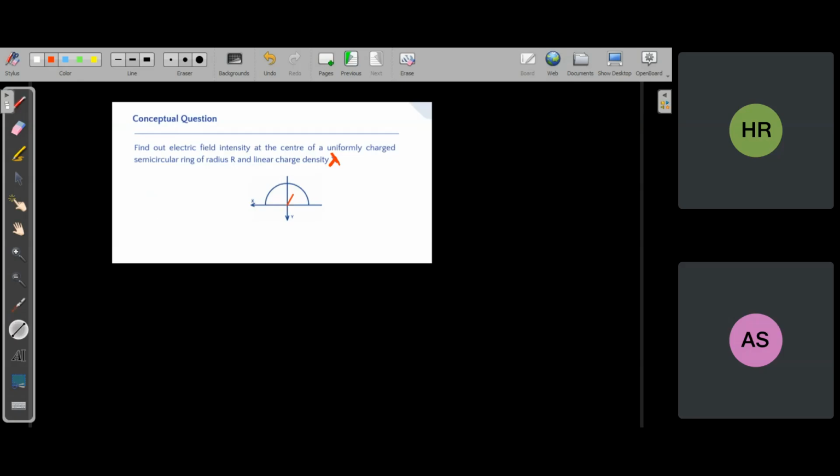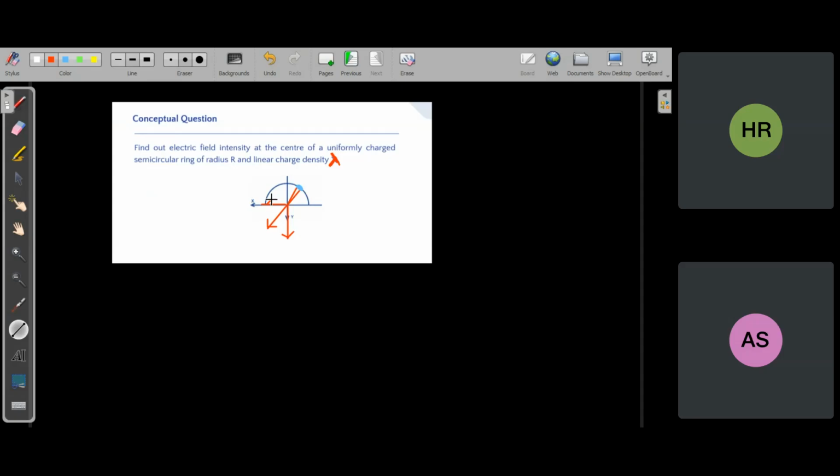At an angle theta, you will take a very small strip of the ring. Here you can see the length of this element will be nothing but r d theta. Because of that small element, there will be an electric field at the center in this direction, dE. And then this dE will have two components, one in this direction, one in this direction.